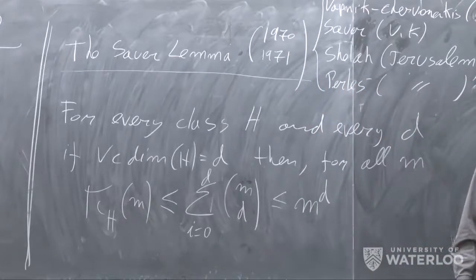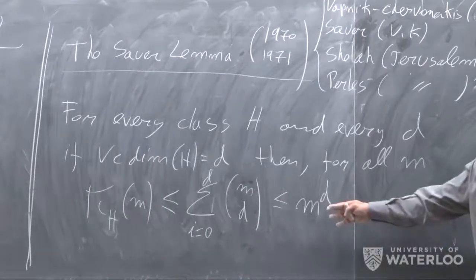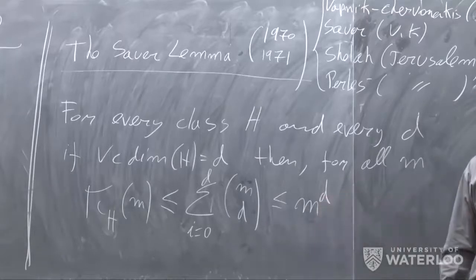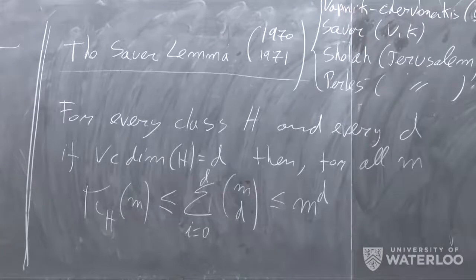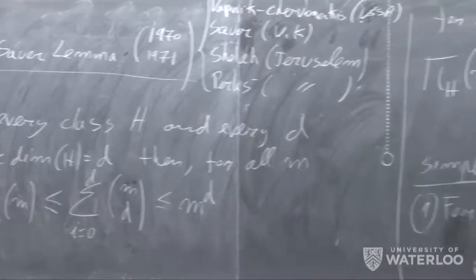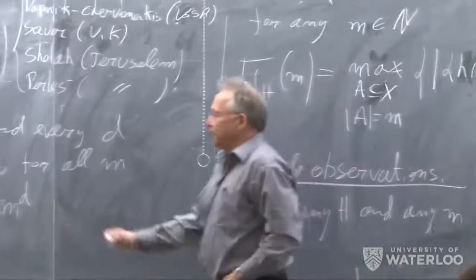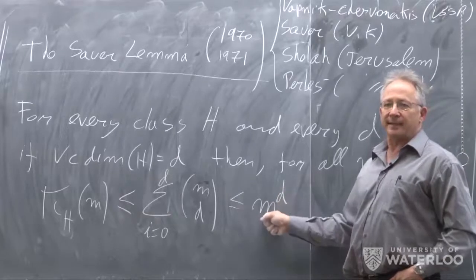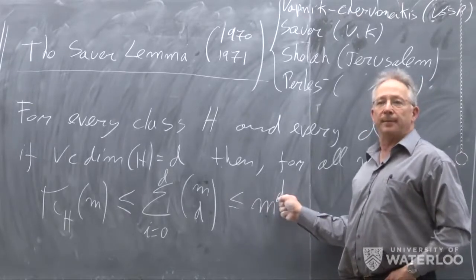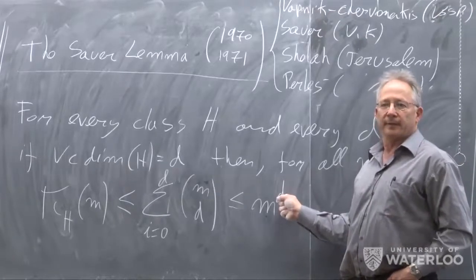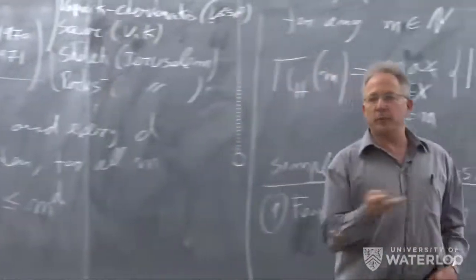So it looks like the shatter function is always polynomial in m. How can it be exponential? If this is a theorem, how can it be exponential at the beginning? I don't even need asymptotics. What I'm saying is that if m is less than d, then this is exponential in m. If m is less than d, I'm allowed to have m in the exponent, and it will still meet the bound. So for m less than d, it's allowed to be exponential.